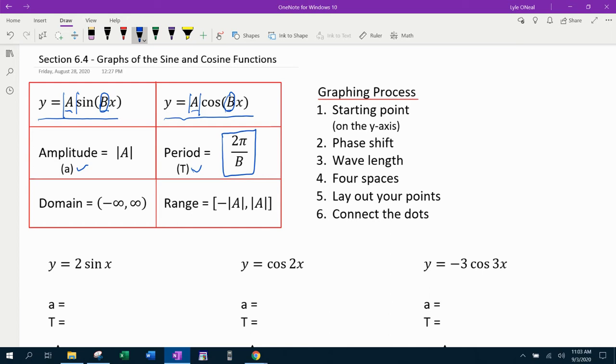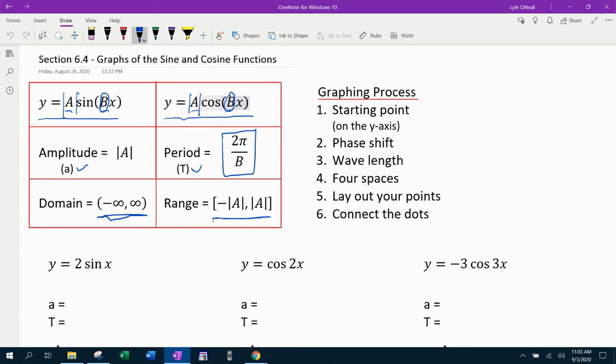The domain and range for both of these functions actually never changes. The domain is always all real numbers, negative infinity to infinity. And the range is going to be negative amplitude to positive amplitude. So you're going to take the absolute value of a to get your amplitude, and then the range is always going to be negative, whatever that number is, to positive that number. And again, this range is going to work as long as there's no vertical shift, which I said we don't have to worry about in this section, okay?